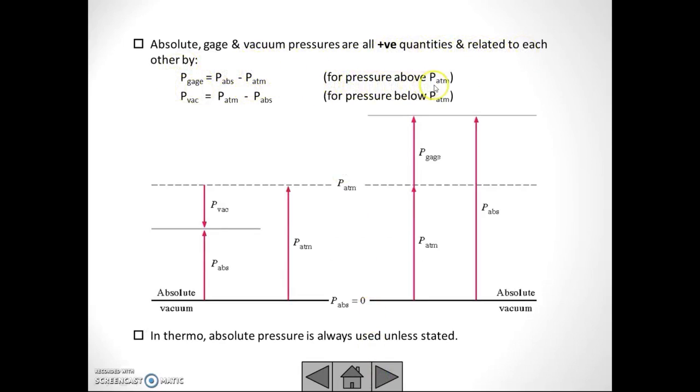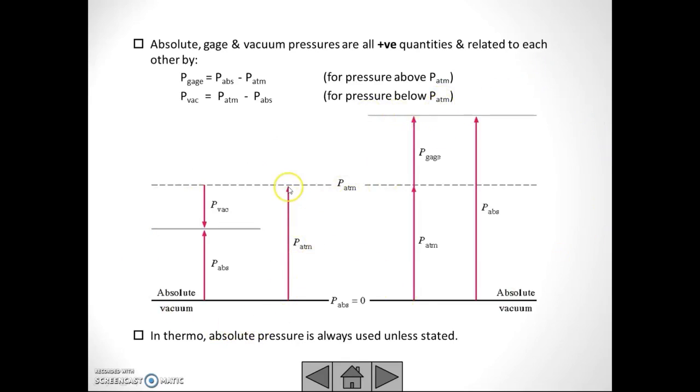For pressure above atmospheric pressure, the equation becomes P gauge equals P absolute minus P atmospheric. But for pressure below atmospheric pressure, the equation that we can use is P vacuum equals P atmospheric minus P absolute. This is represented by this diagram.